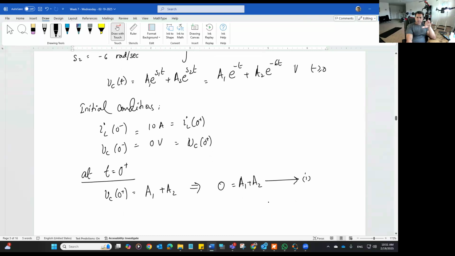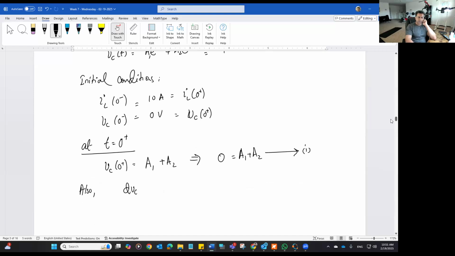For the second equation, because you have to find two coefficients, A1 and A2, you cannot find them from one equation. You have to have at least two linear equations and solve them simultaneously. To find the second equation with A1 and A2, we take the derivative of the capacitor voltage equation, and then we evaluate that derivative equation at 0 positive. So first we take the derivative.